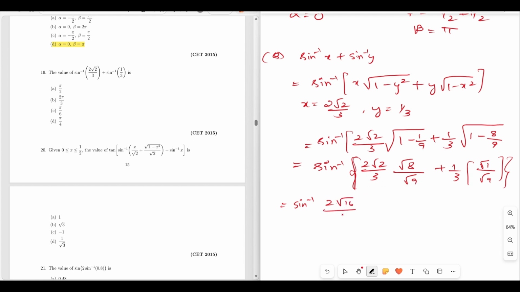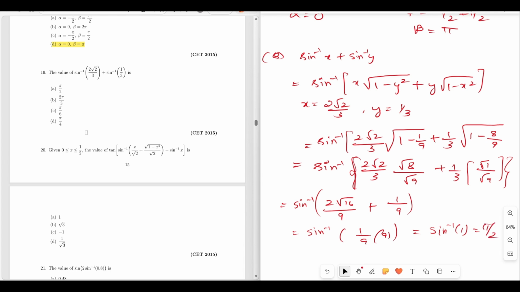Root 9 is 3. So 3 3s are 9 plus root 9 is 3. It will be again 1 by 9. So taking 1 by 9 as common, you will get sine inverse 1 by 9 into root 16 is 4. 2 4s are 8. 8 plus 1, 9. So after simplifying, you get sine inverse of 1, which is equal to 5 by 2.